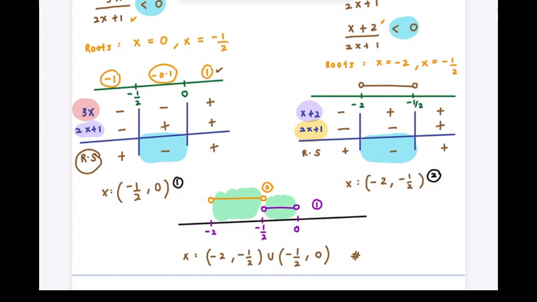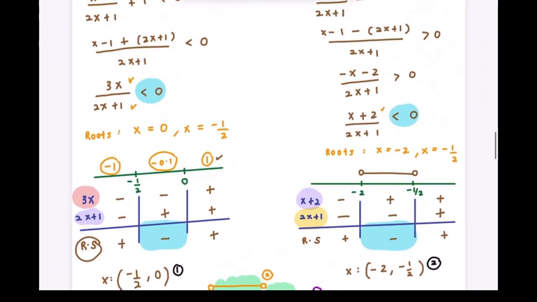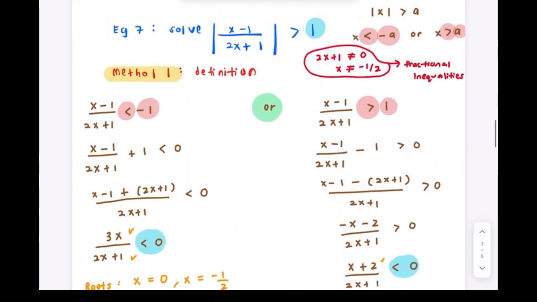Sometimes you have the word and. If you are using the first definition, you will have and in between. So and means you have to intersect both answers. So later you do the exercises on the and symbol. And means using the first property. Okay. So this is your first method.